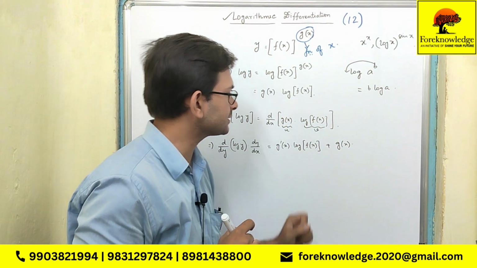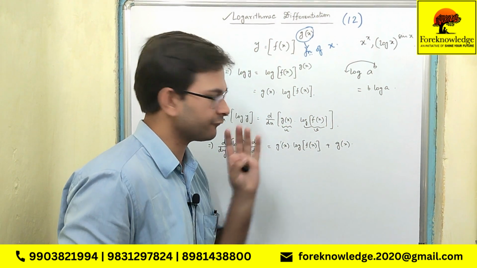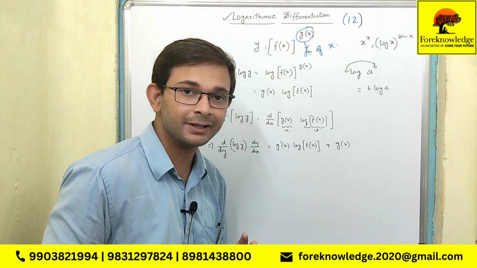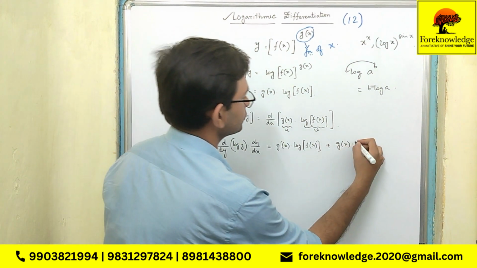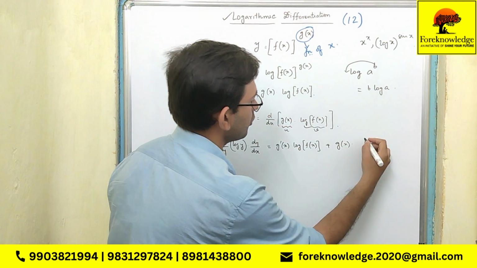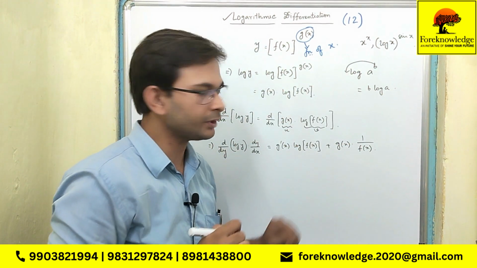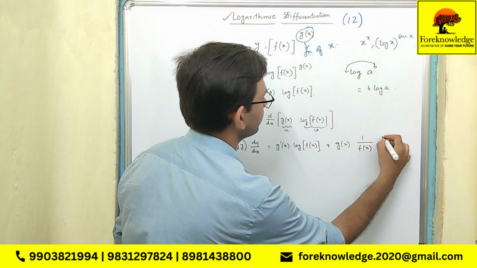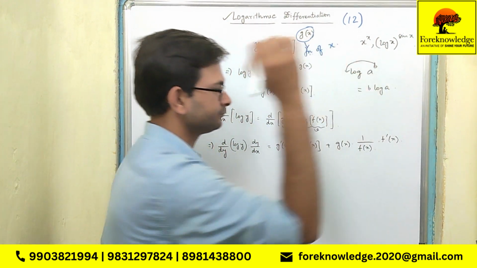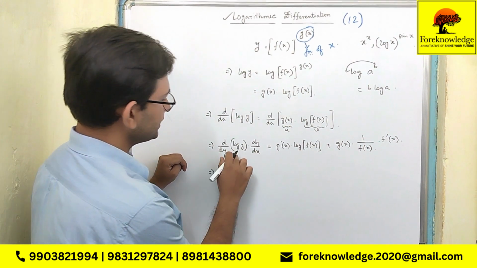Now log f(x) is a function of a function. That means we do not have a direct formula for this; we have to apply the chain rule. The chain rule suggests that first we differentiate log, that means 1 upon f(x), into the derivative of f, that is f dash x.